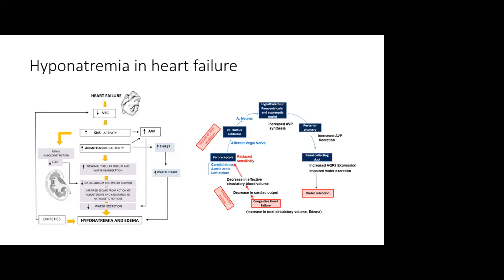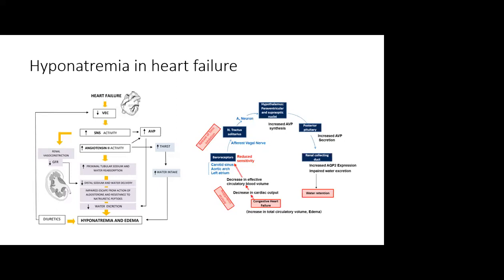And we know the action of vasopressin is that it's going to increase the expression of V2 in the collecting duct, and by insertion of aquaporin 2, that is going to promote water reabsorption. And then you are hypovolemic and you are hyponatremic.